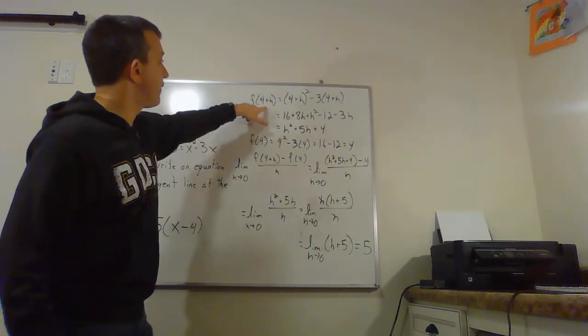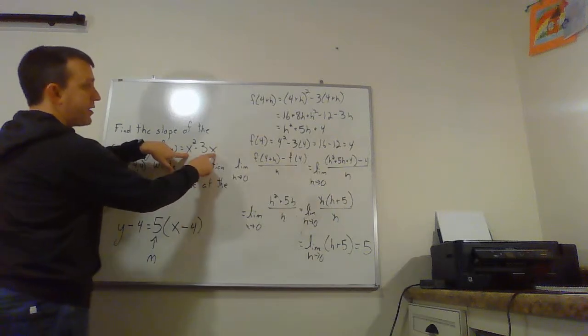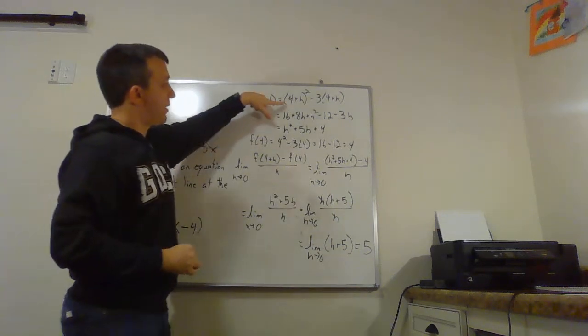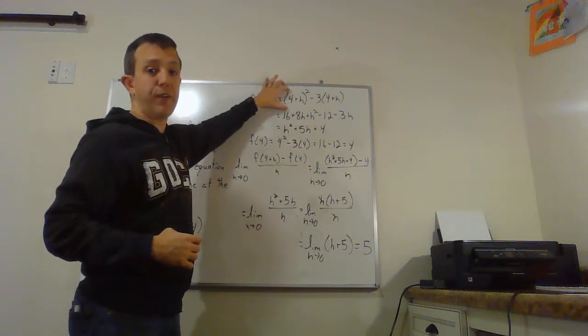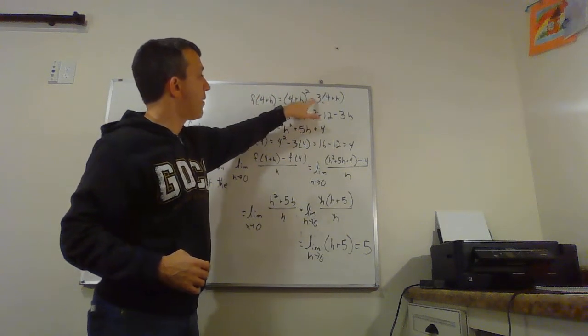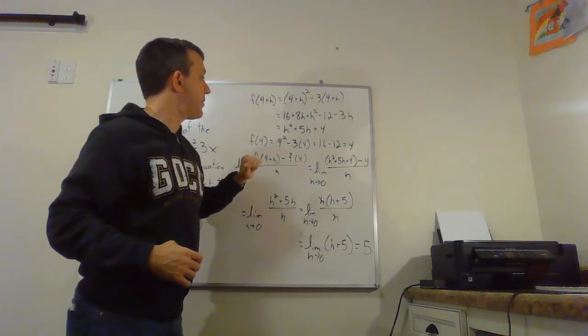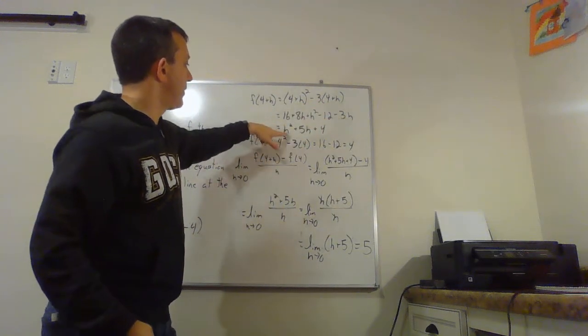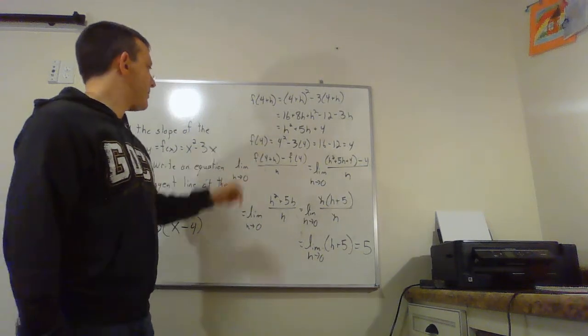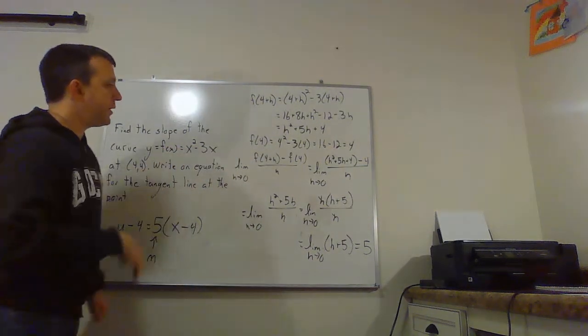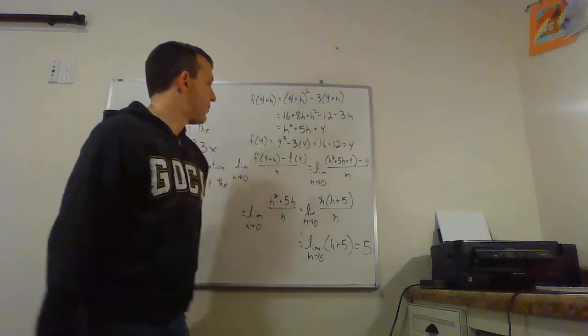You can see here f of 4 plus h, I just plugged in 4 plus h in place of x. When I square the 4 plus h, I get 16 plus 8h plus h squared. Be really careful with your squares. And then I have a minus 12 and a minus 3h. So that whole piece simplified down to h squared plus 5h plus 4. The f of 4, that's nice. We just plug in 4 into our function, and we get 16 minus 12, which is 4.